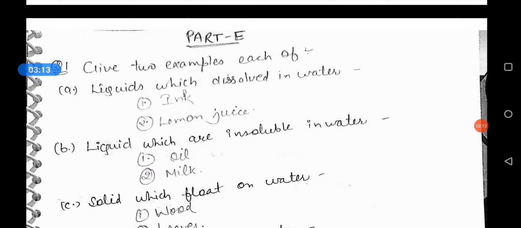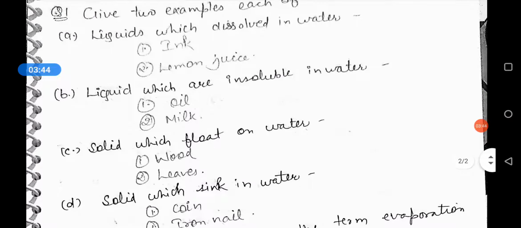Now part B, liquids which are insoluble in water. Number 1 is oil, number 2 is milk. But you will ask how milk is insoluble. Milk cannot be dissolved in water because there are fat particles present in the milk that are insoluble in water. So we can say that milk is insoluble in water.